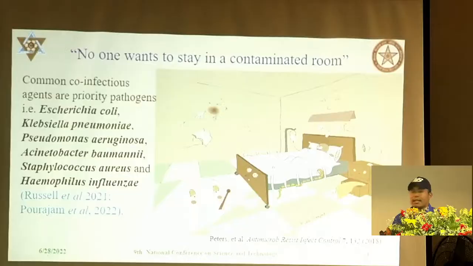A wide variation of secondary bacterial co-infection was found in critically ill COVID-19 patients, and recent literature reported a range from 12% up to 70% secondary bacterial co-infection in SARS-CoV-2 infected patients. The most common infectious agents are priority pathogens like Escherichia coli, Klebsiella pneumoniae, Pseudomonas aeruginosa, and Acinetobacter baumannii among gram-negative bacteria, and Staphylococcus aureus and Haemophilus influenzae among gram-positive bacteria.